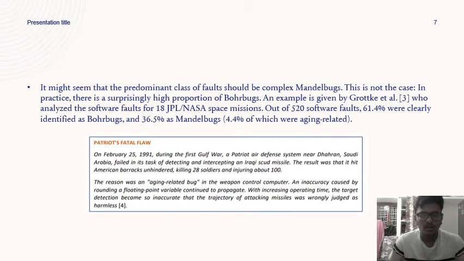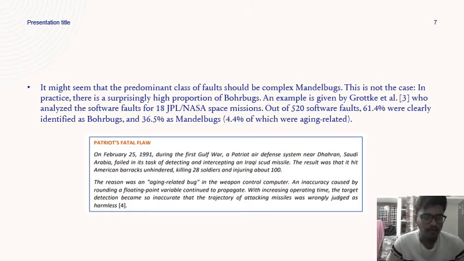It might seem that the predominant class of faults should be complex Mandelbugs. This is not the case. In practice, there is a surprisingly high proportion of Bohrbugs. An example is given by Grottke, who analyzed the software faults for 18 JPL NASA space missions. Out of 520 software faults, 61.4% were clearly identified as Bohrbugs and 36.5% as Mandelbugs, 4.4% of which are aging-related.